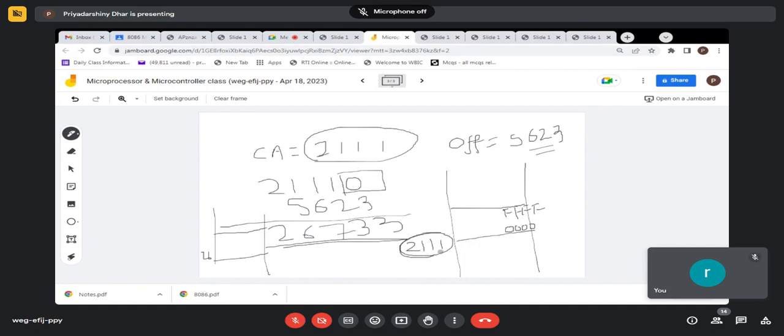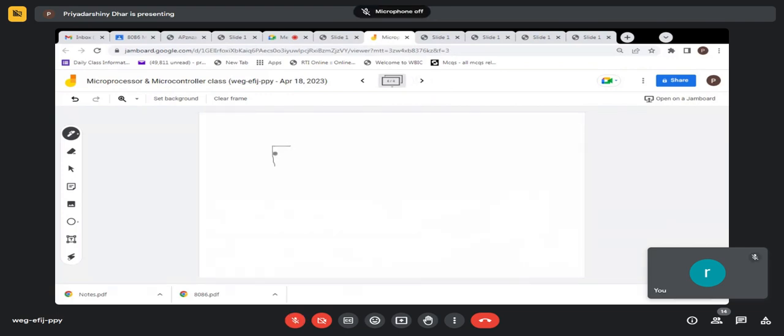This indicates our segment starting address, and this indicates the offset address for each and every segment. Offset address starts from 0000 to FFFF maximum. Okay, and the physical address is 5 bytes. Clear? So the segment address is FFFF.